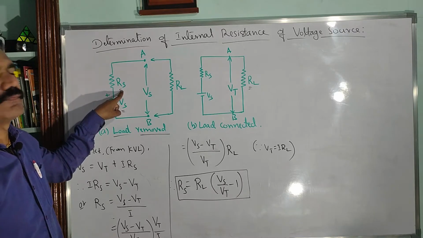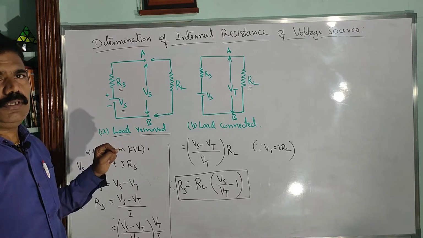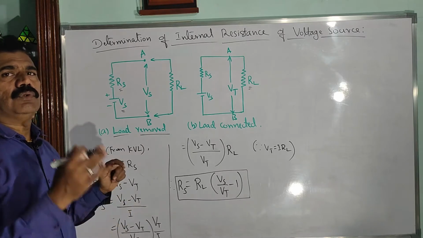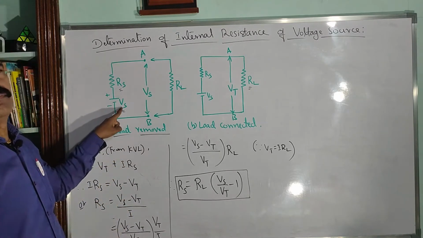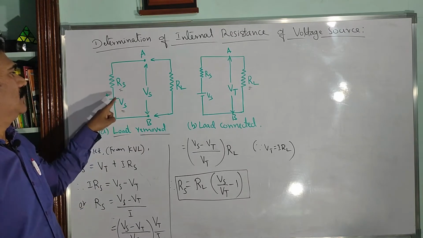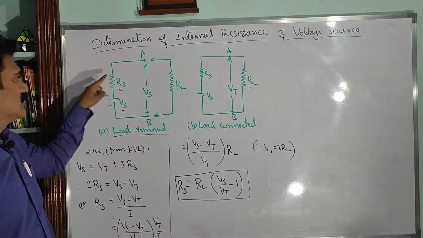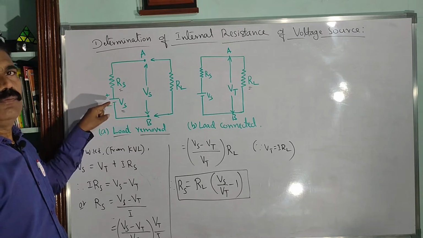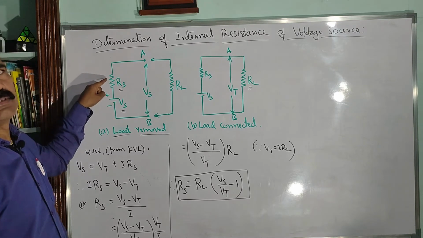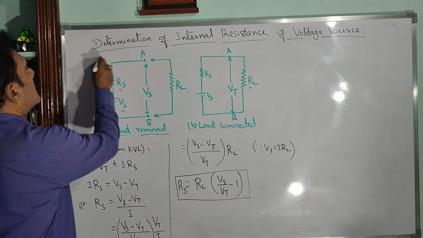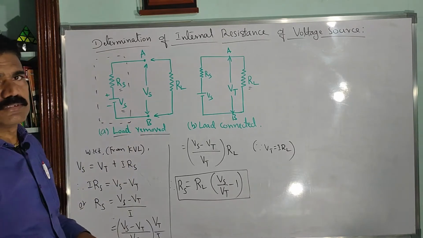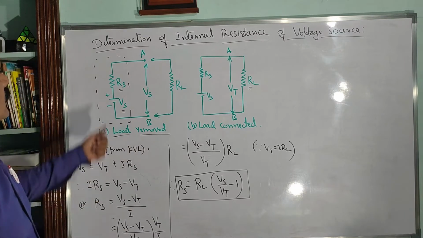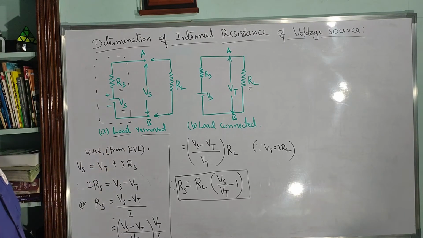What do we mean by the internal resistance of a voltage source? In any voltage source, the opposition to the flow of current by the source itself internally is called internal resistance. Actually this resistance is there inside the battery, but we are just showing it separately here. It is inside the supply, so it is considered as the internal resistance of the voltage source itself. So to find that value, this is the discussion here.